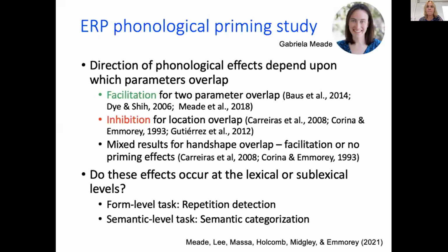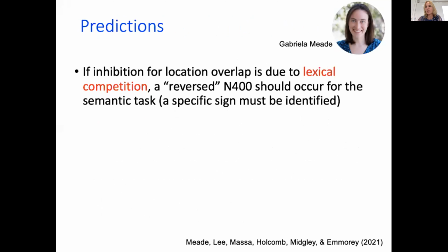So in particular, here are the predictions. If this inhibition that's been seen behaviorally and electrophysiologically is due to lexical competition, then we should see this reversed N400 for the semantic task, because you have to recognize the sign, so lexical competition can occur.